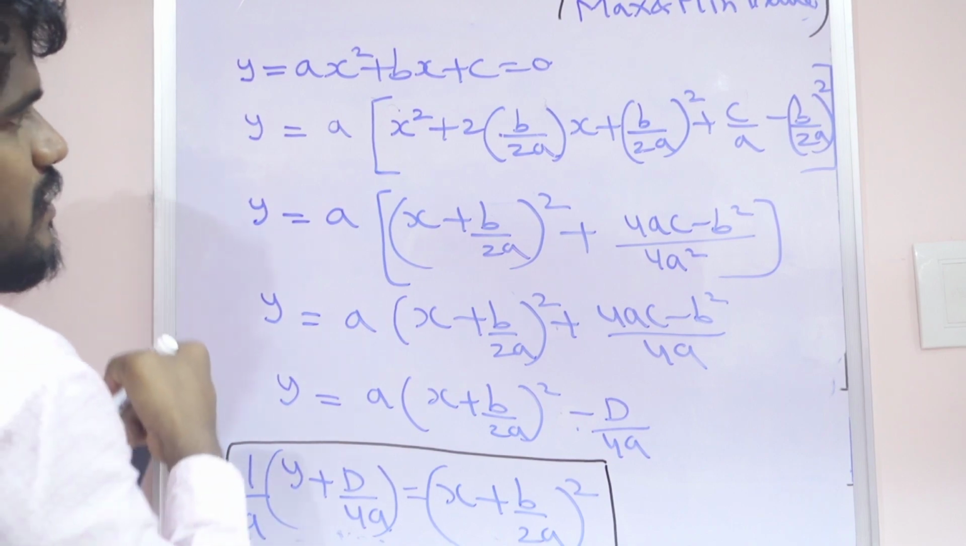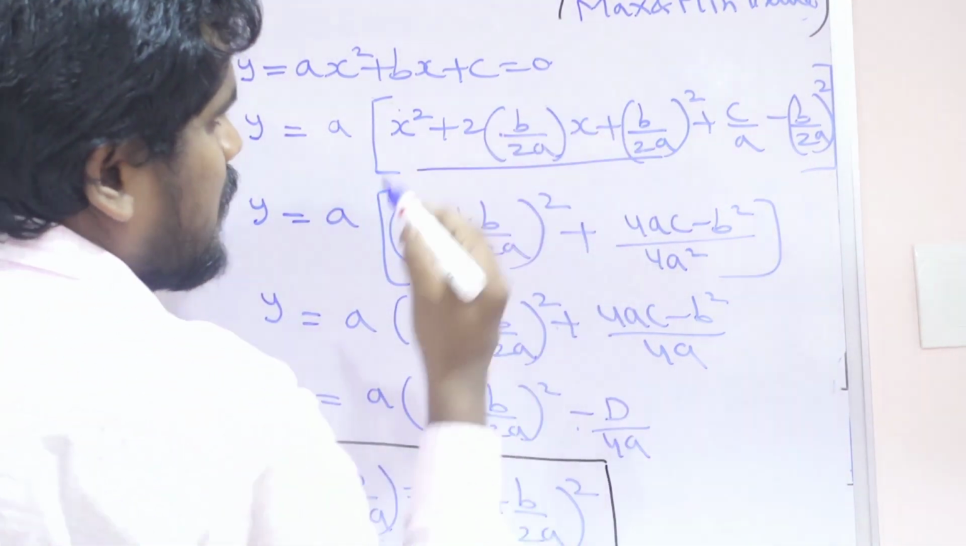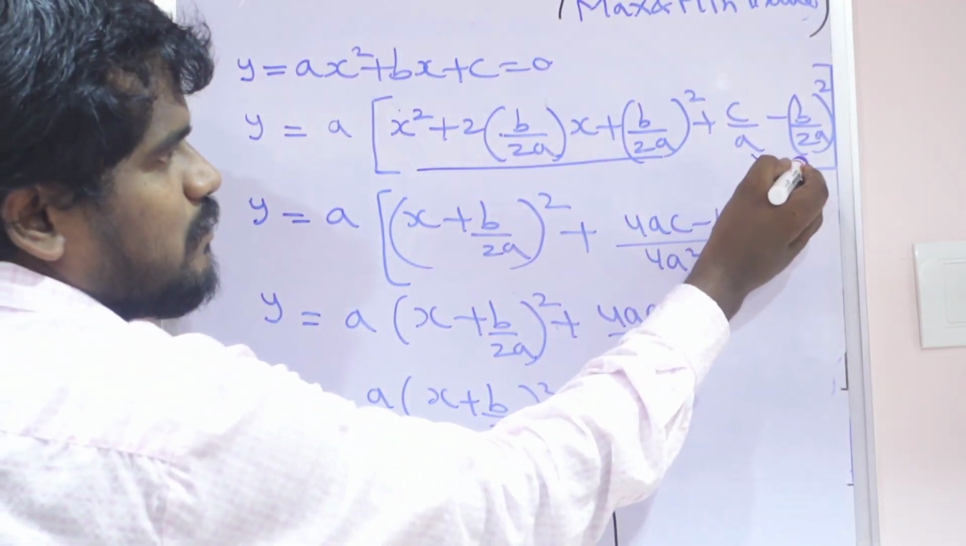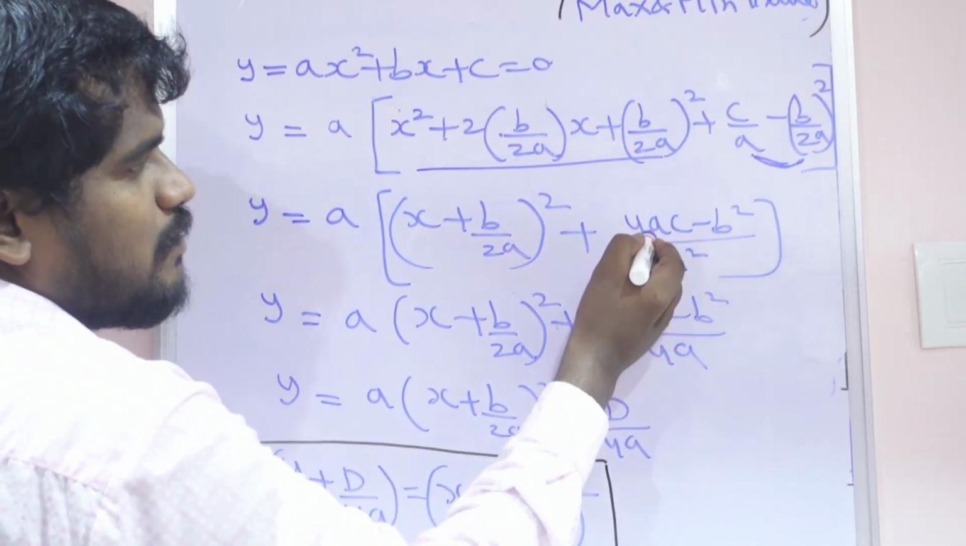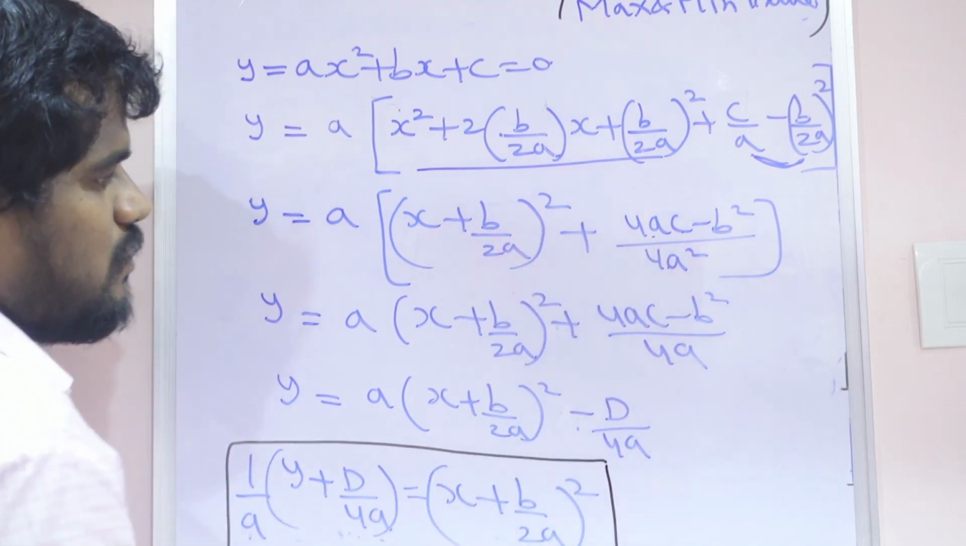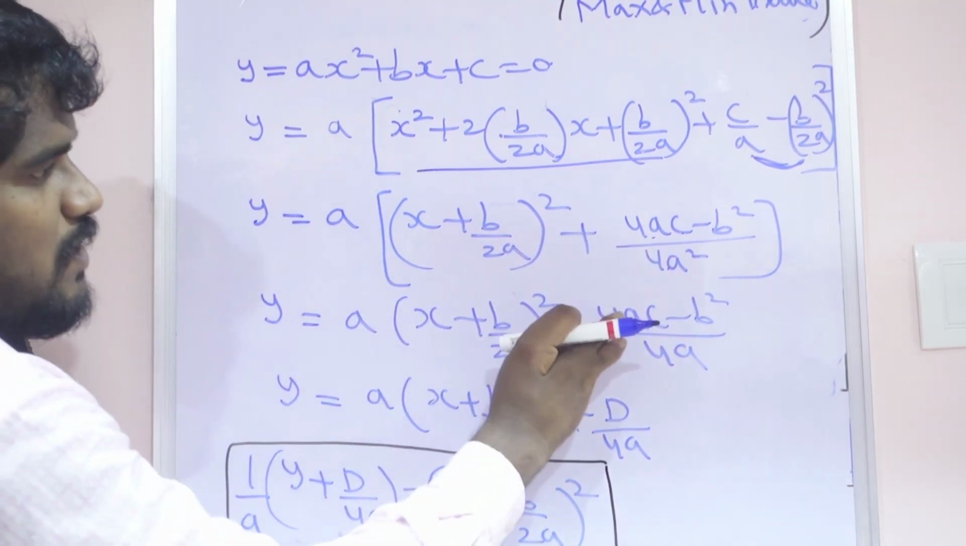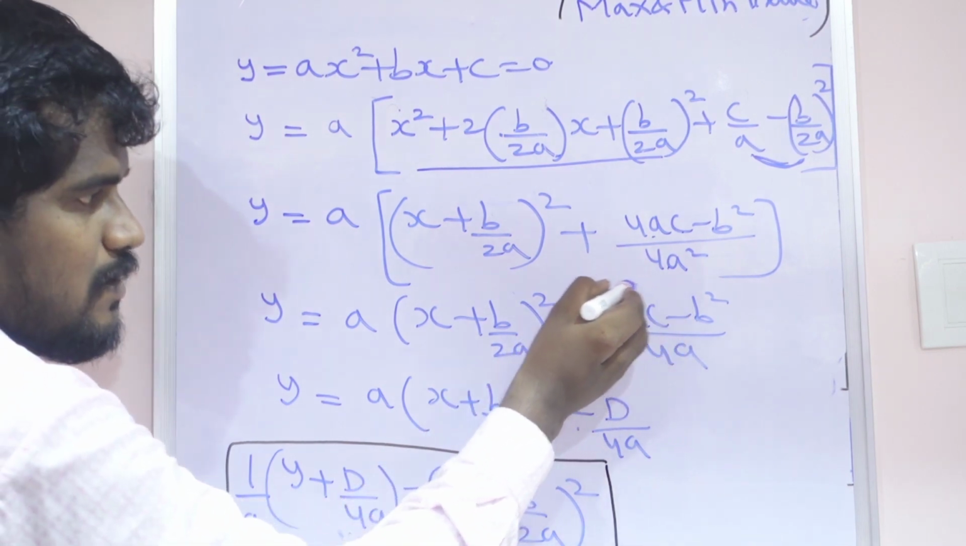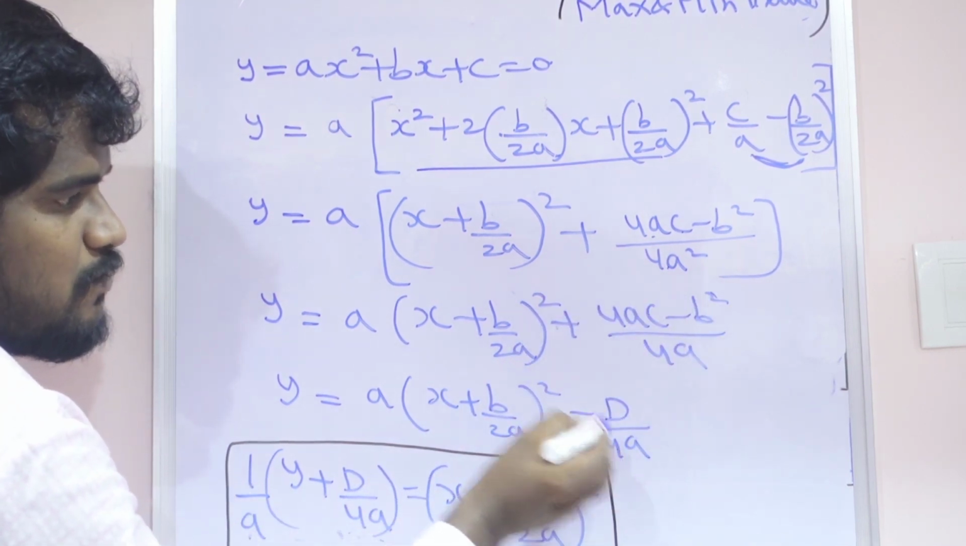So now this can be written as x plus b by 2a whole square, plus, if we find this value, take LCM common, 4ac minus b square by 4a square. So multiply with a, then we get 4ac minus b square by 4a. Now this is minus d, so minus d by 4a.